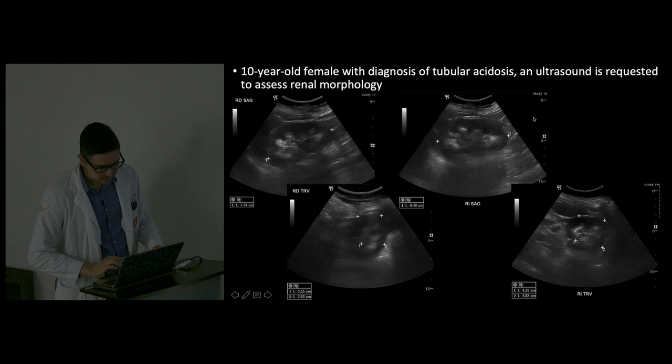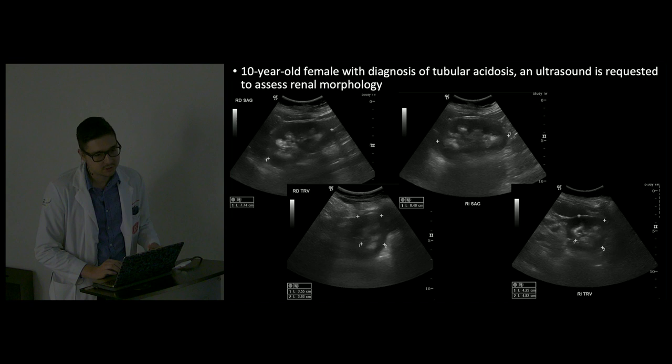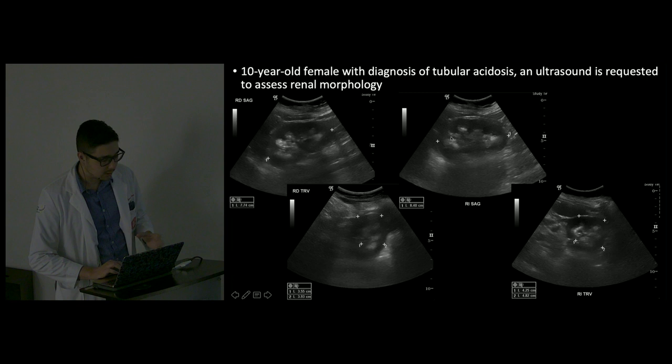The patient was a 10-year-old female with a diagnosis of tubular acidosis. An ultrasound was requested to assess the renal morphology due to an alteration in the renal function. At the ultrasound, we found the kidneys were normal in shape and size, but the relevant finding was augmented echogenicity of the renal medulla that we can see here. Here's the augmented echogenicity.